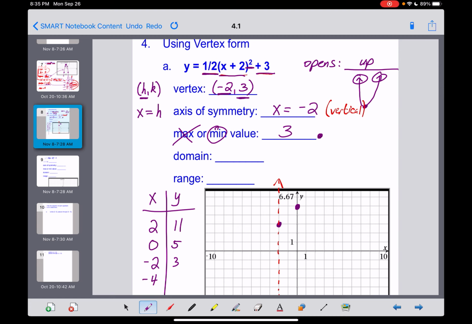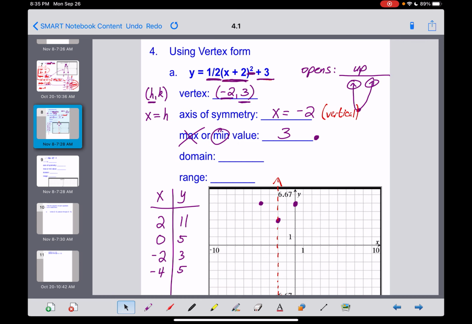I'll put a -4 in down there, and we should start to see some symmetry here, everybody. When we put in a -4, -4 plus 2 is -2. Squared is 4. Half of 4 is 2. 2 plus 3 is 5 again. So (-4, 5) gets us right there. That really shouldn't surprise us. And then we'll put in one more value here. How about -6? -6 plus 2 is -4. Squared is 16. Half of that is 8, and 8 plus 3 is 11. So again, I'm just guessing here, but (-6, 11), probably right about there.